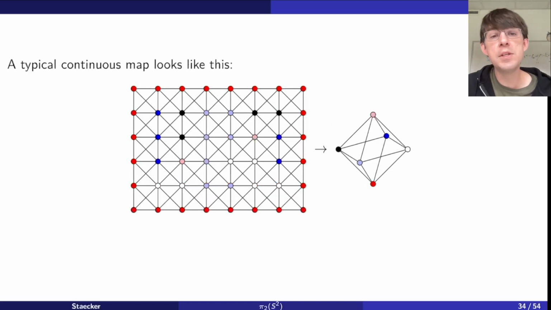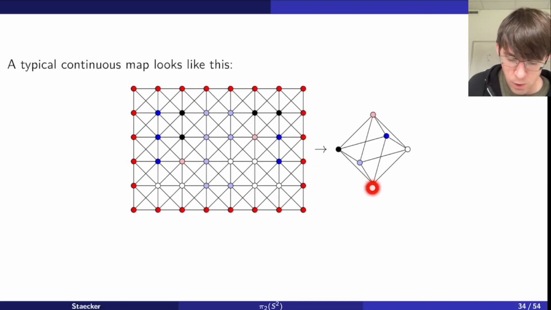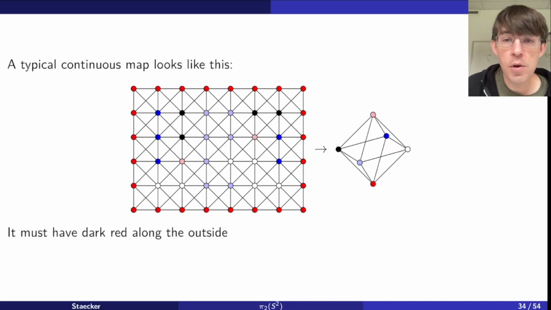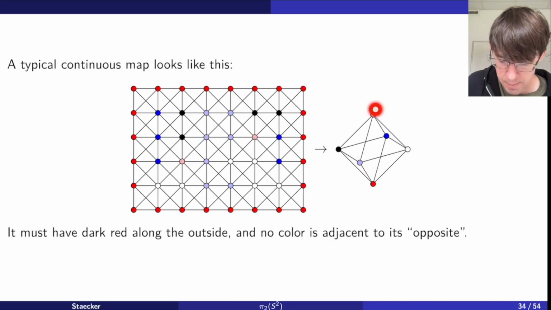All right. So a typical continuous map in this setting would look something like this. I'm going to use colors for the rest of the time here. So these points around the edge all go to the bottom, and then I labeled by colors here where those points go over here. All right. It must have dark red along the outside in order for it to be a valid wrapping up. And no color is adjacent to its opposite. So I labeled the colors over here in a slightly careful way so that the dark blue is opposite the light blue, the dark red is opposite the light red, and the black is opposite the white.